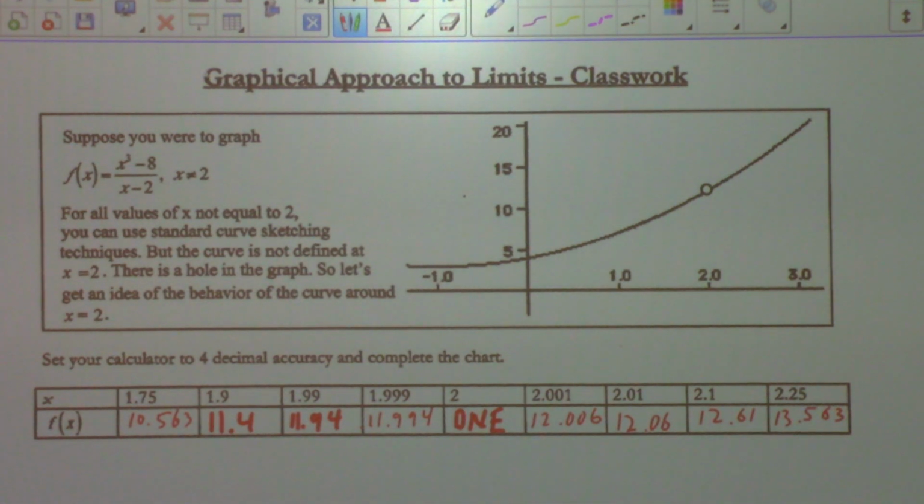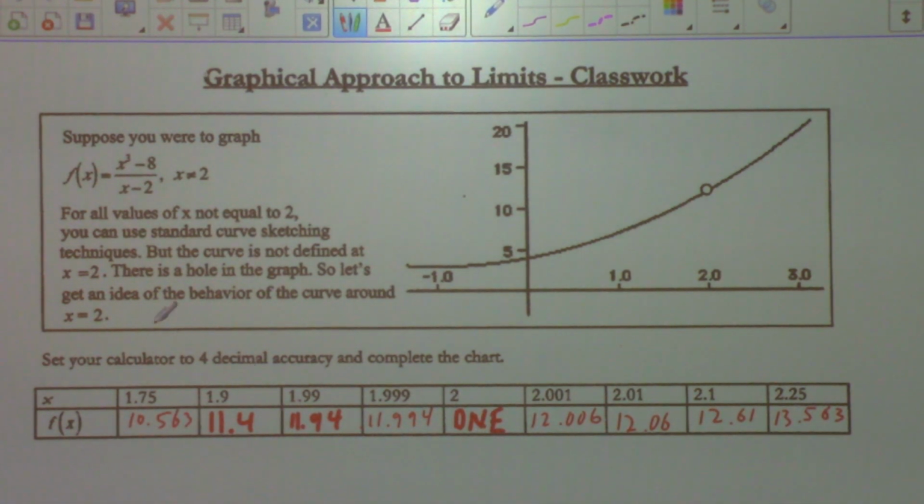Can you see that as you're approaching 2, as x approaches 2, what is f of x approaching? 1. That doesn't look like... E and E does not exist. No, what is it approaching? 12. Approaching 12, right? So you can see from the table that 12 seems to be what is being approached.